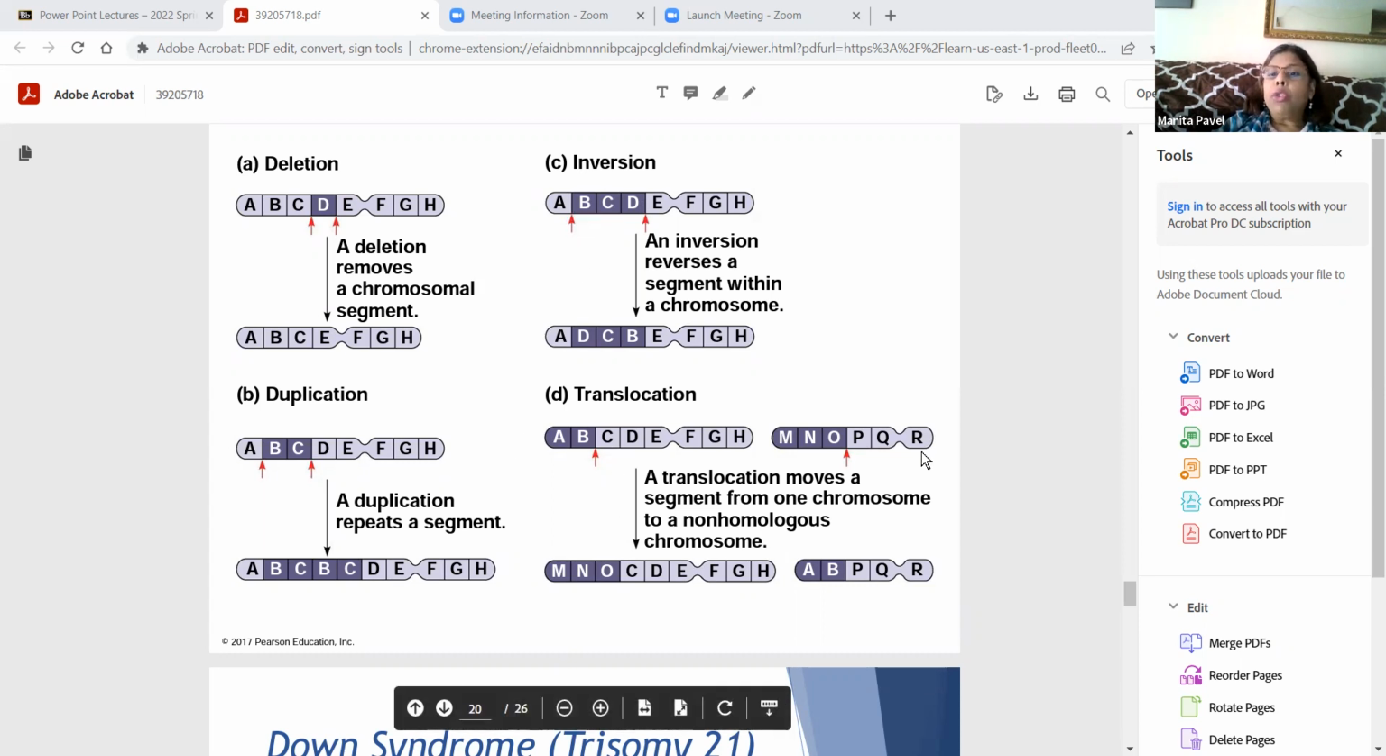Translocation. You have two chromosomes here, A through H and M, N, O, P, Q, R. Now, A and B are switching places. Part of the segment here is moved to this segment on the other chromosome, and this chromosome moves positions. So now you get M, N, C, D, E, F, G, H, and you have A, B, O, P, Q, R. This becomes shorter and this chromosome becomes longer. So it moves a segment from one chromosome to a non-homologous chromosome.